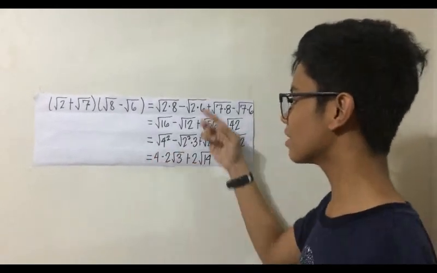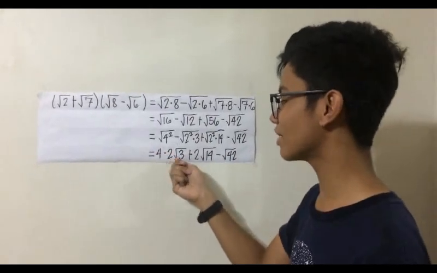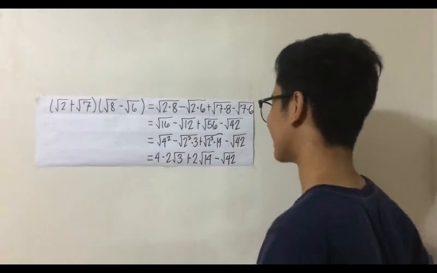So the result of all of this would be 4 minus 2 times the square root of 3 plus 2 times the square root of 14 minus the square root of 42.